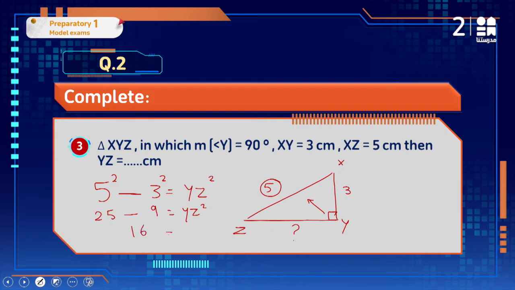16. And here YZ squared. Then by taking the square root, so YZ equals 4. Why didn't I put positive and negative 4? Because we are talking about length, sides. It's not allowed to be negative, of course. So the correct answer is 4.